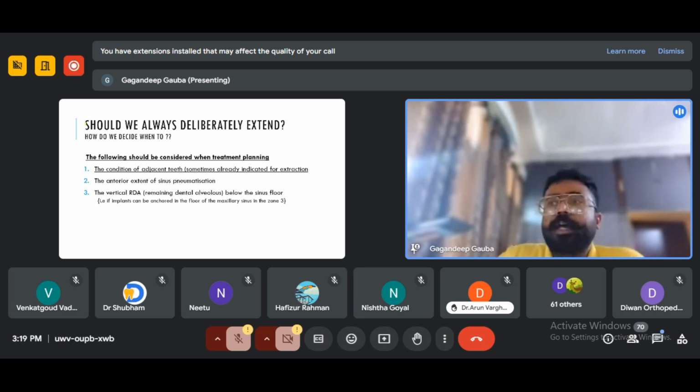So should we always deliberately extend the edentulous span? How do we decide when to?